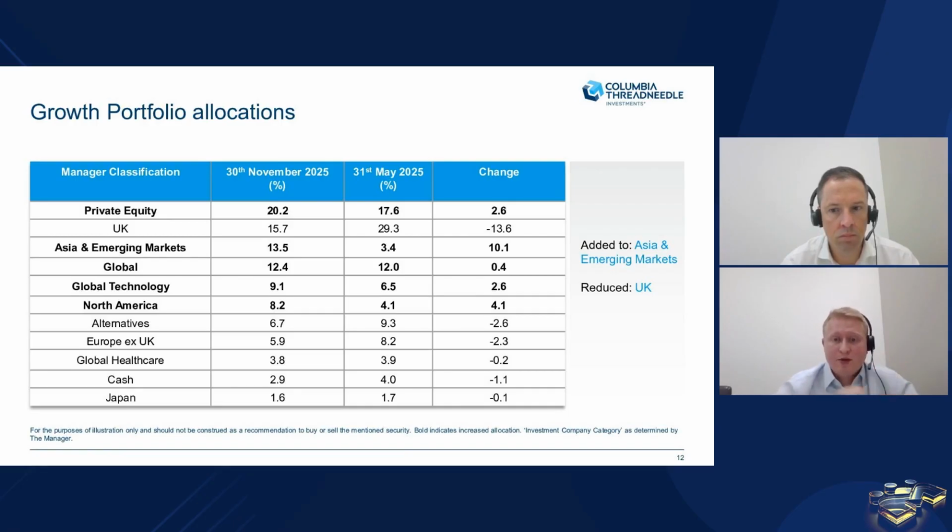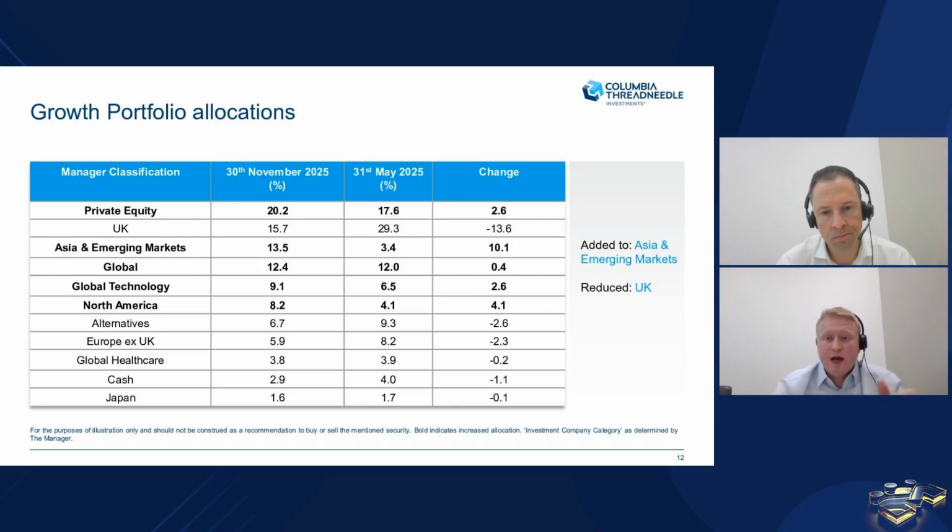Perhaps just touching on the largest switch in allocations, though, has been towards Asia and emerging markets. We've moved roughly 10% of the portfolio towards investment trusts which are investing in this area. And we've moved away from the UK to do that. And just a quick note on the UK, we see the UK is optically cheap, but when you adjust for sector composition, less so. It looks pretty much in line with many parts of the world outside of the US.